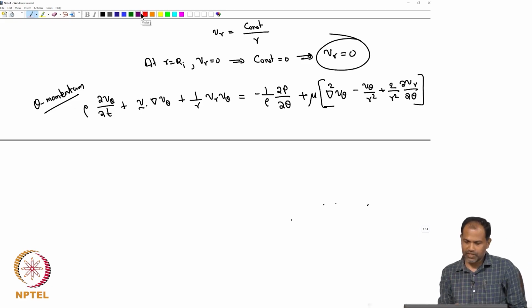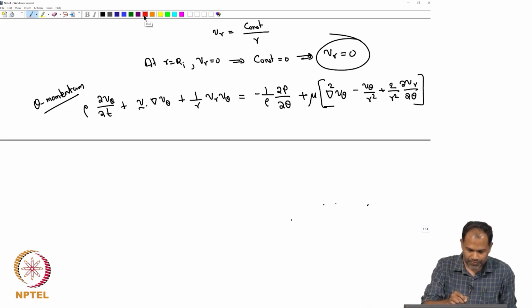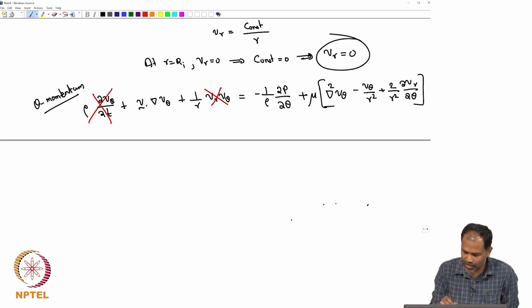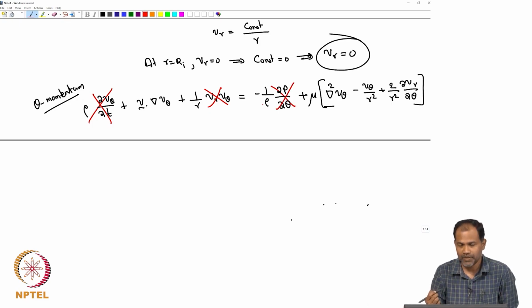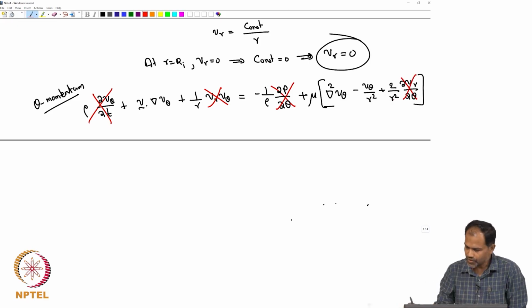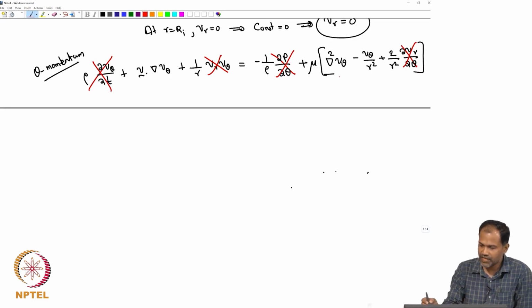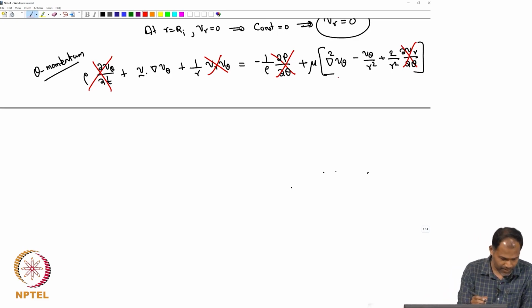So now the quantities that are not needed: we have the unsteady term, which is 0. We have v dot grad v theta, which we need to check; Vr is 0. Dou p by dou theta is 0 because we are assuming that del by del theta of any quantity is 0, and this term is also 0. We need to further investigate what grad v theta and del square v theta are.